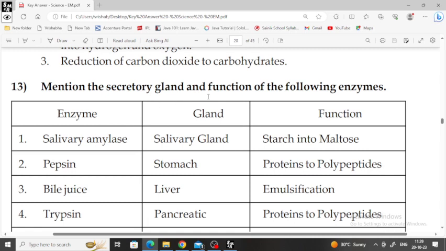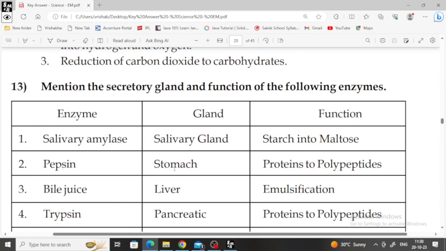Mention the secretory glands and function of the following enzymes. Salivary amylase is secreted through the salivary gland. Its function: starch is converted into maltose. Maltase converts maltose into glucose.